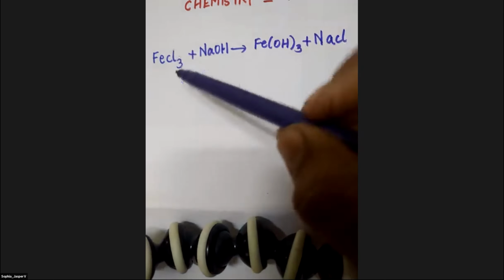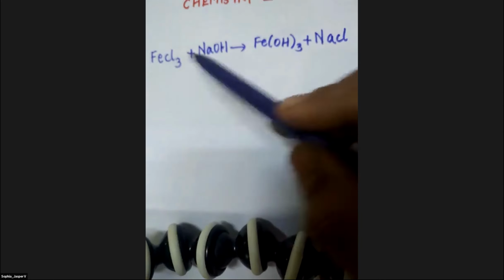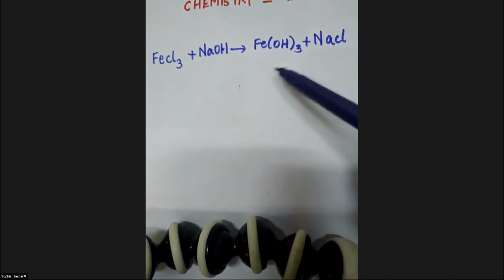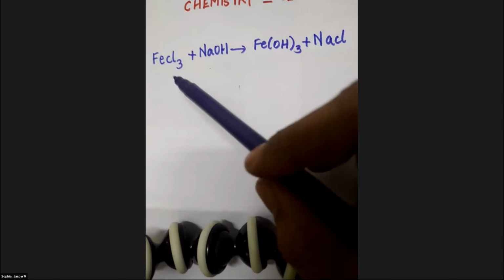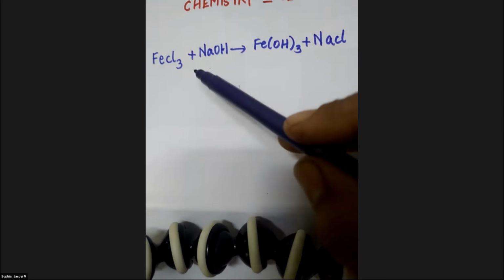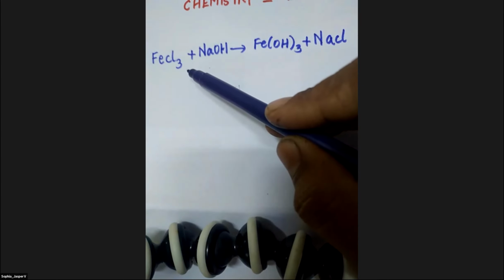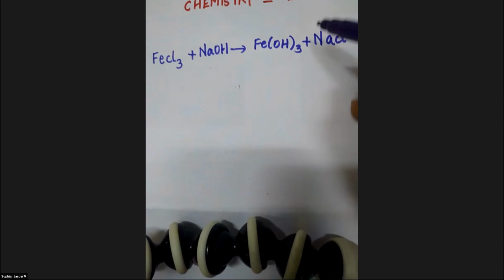Now you have seen here, what are the reactants? Students, please concentrate. FeCl3 plus NaOH. These are the two reactants. What is Fe(OH)3 plus NaCl called? The products, right? If you can see, these two need to be balanced because FeCl3 has three chlorine atoms, isn't it so? So NaCl will also require three.